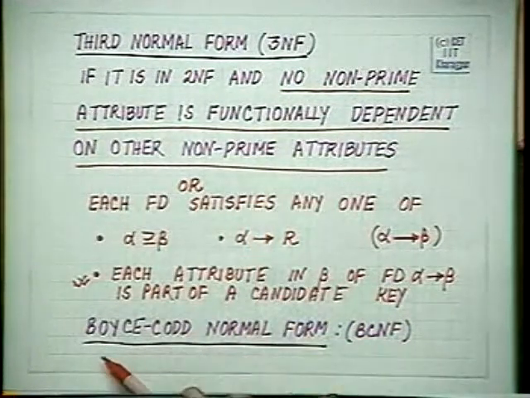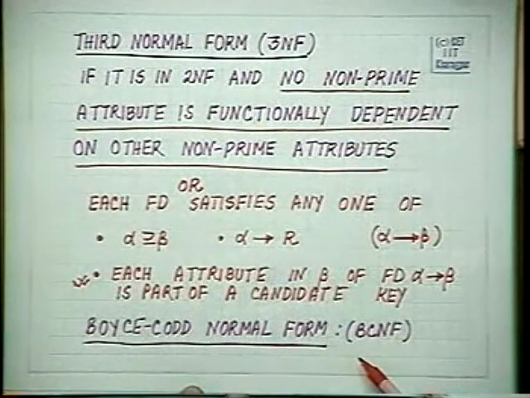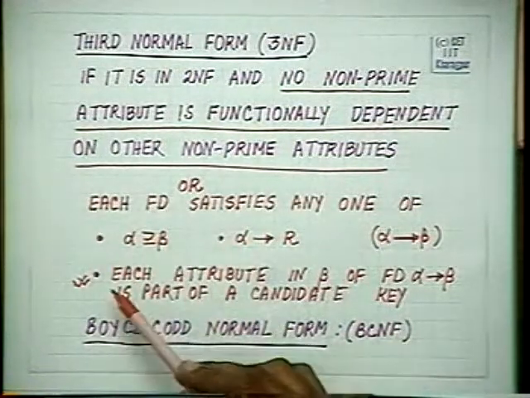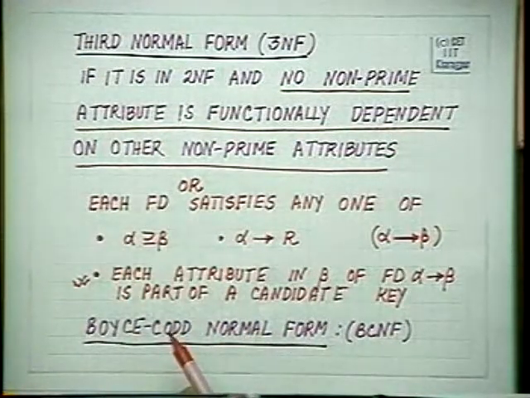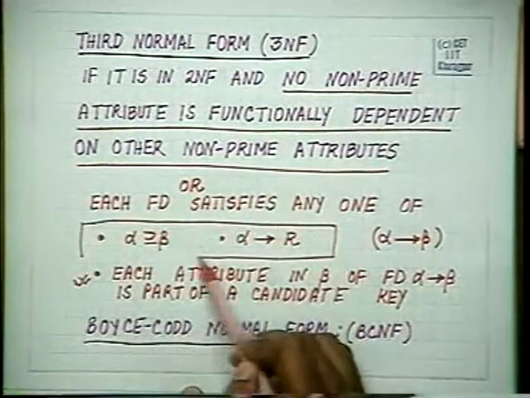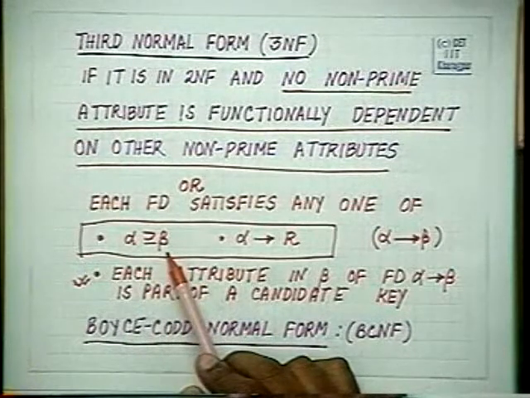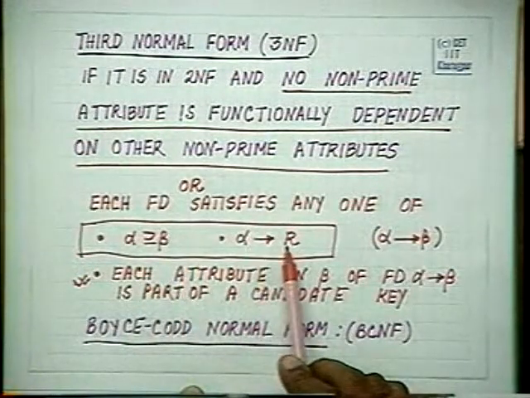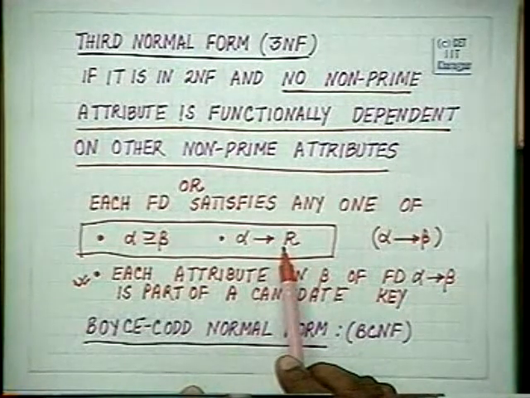And finally, we discussed what is called the Boyce-Codd normal form, which says that out of the three conditions of the third normal form, where any one of these three should hold, in Boyce-Codd normal form any one of these two should hold. Either the dependency will be trivial on the relation scheme or alpha will be a super key. If these two do not hold, then it is not in Boyce-Codd normal form.